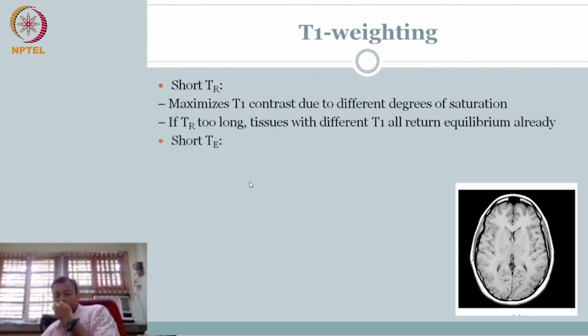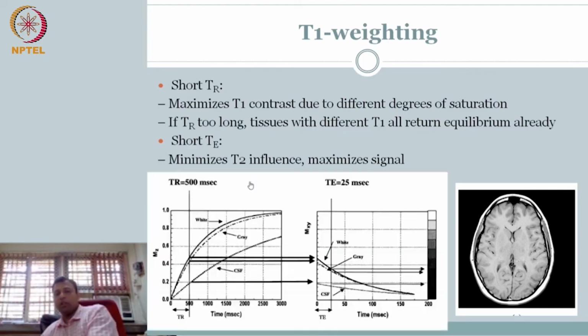Next, of course, you have to minimize the effect of T2. How do you minimize the effect of T2? Like proton density, use a short TE. If I don't give time for the echo, then the T2 effect will be minimized. When we wanted the T2 effect, we wanted a long TE. If I don't want the T2 effect, I want a short TE. It's a natural extension of what we covered. The advantage is that minimizing T2 means your signal is also going to be good.